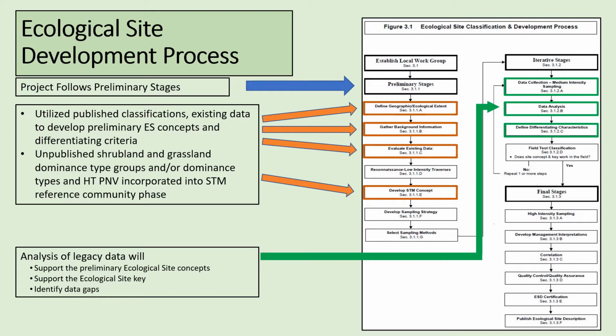These draft preliminary ecological sites are then examined through multivariate data analyses of vegetation characteristics, soil properties, and site variables. Analysis will show whether the site concepts hold up, whether the current ecological site keys are reflected in the data analysis, and whether there are gaps in the data.